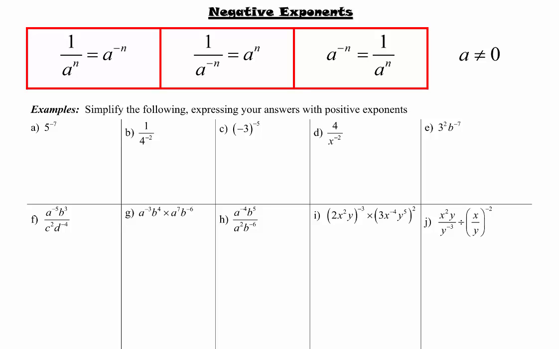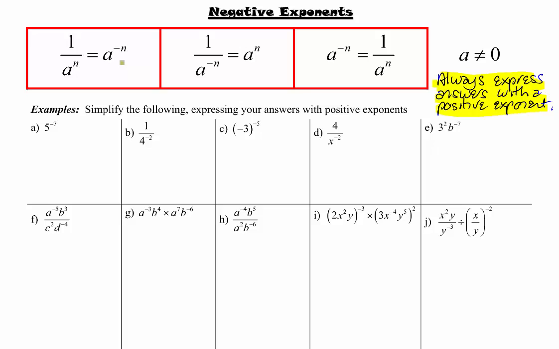Now we're looking at negative exponents, and the key here is to remember that we should always express with a positive exponent. Okay, so that's what's key. We should always express with positive exponents or powers. So if I have 1 over a to the n, I can rewrite that as a to the negative n.